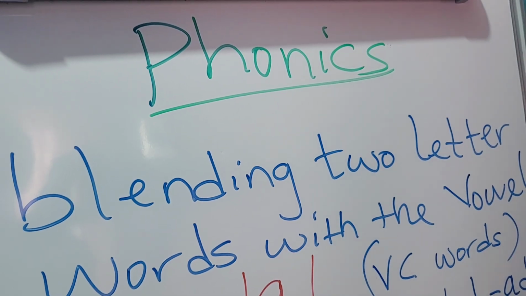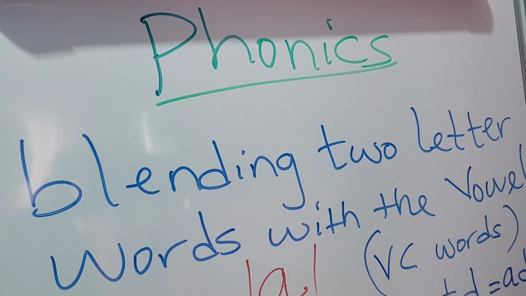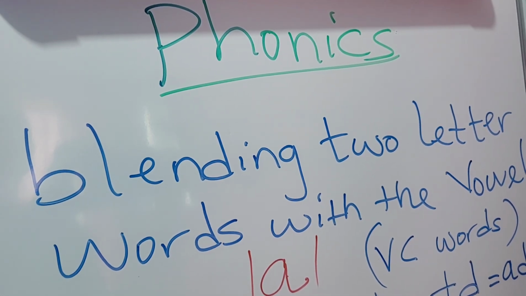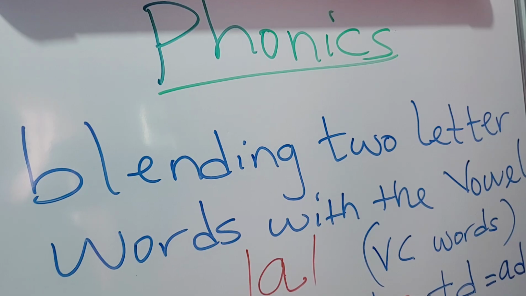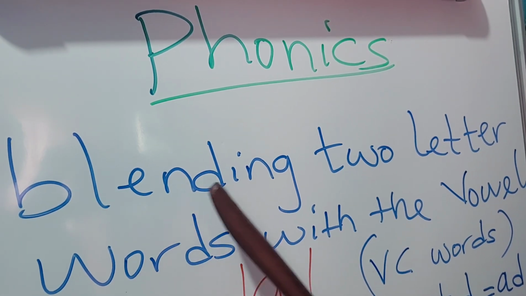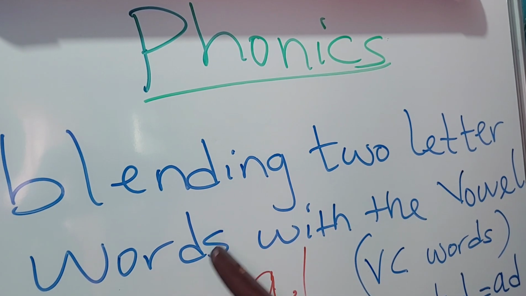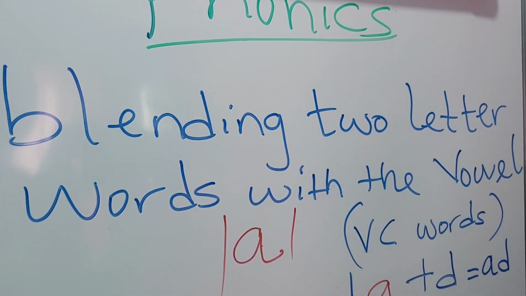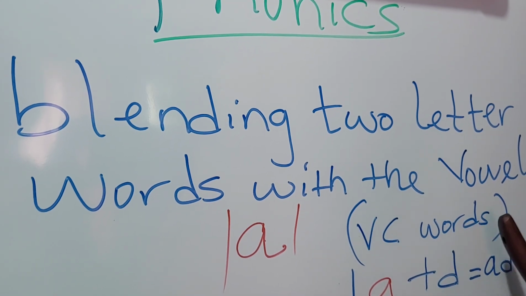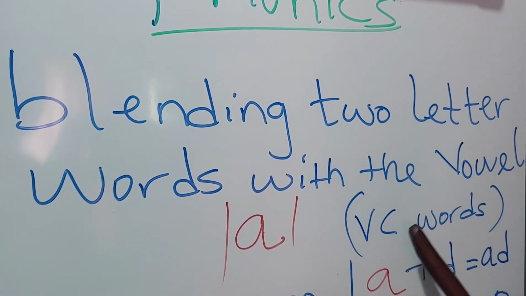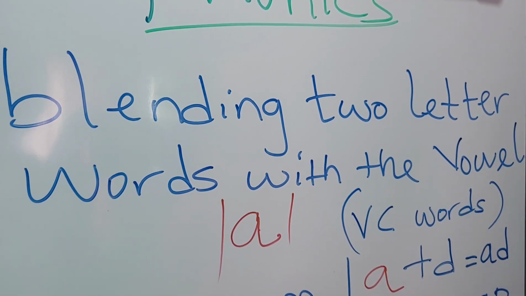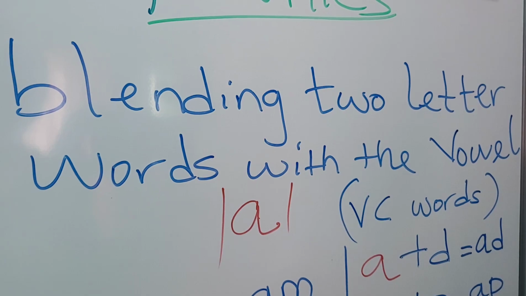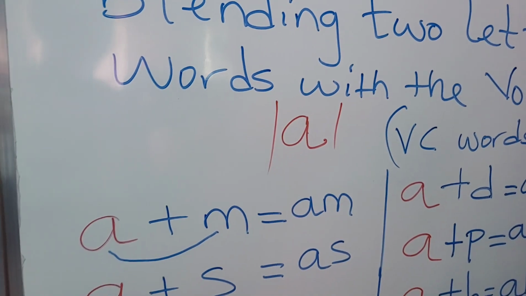And remember, during our last class, we were talking about blending two-letter words using CV words, that's consonant vowel words. But today, we shall be talking about blending two-letter words with the vowel sound a. In other words, VC words, meaning vowel consonant words. Therefore, in today's lessons, our vowels shall be found at the initial position.